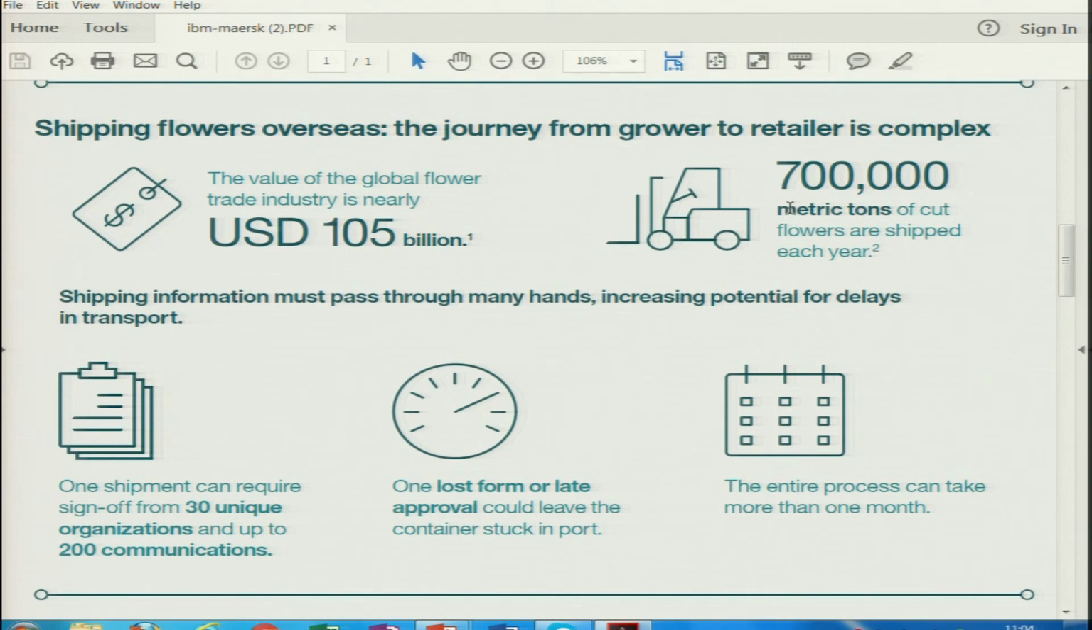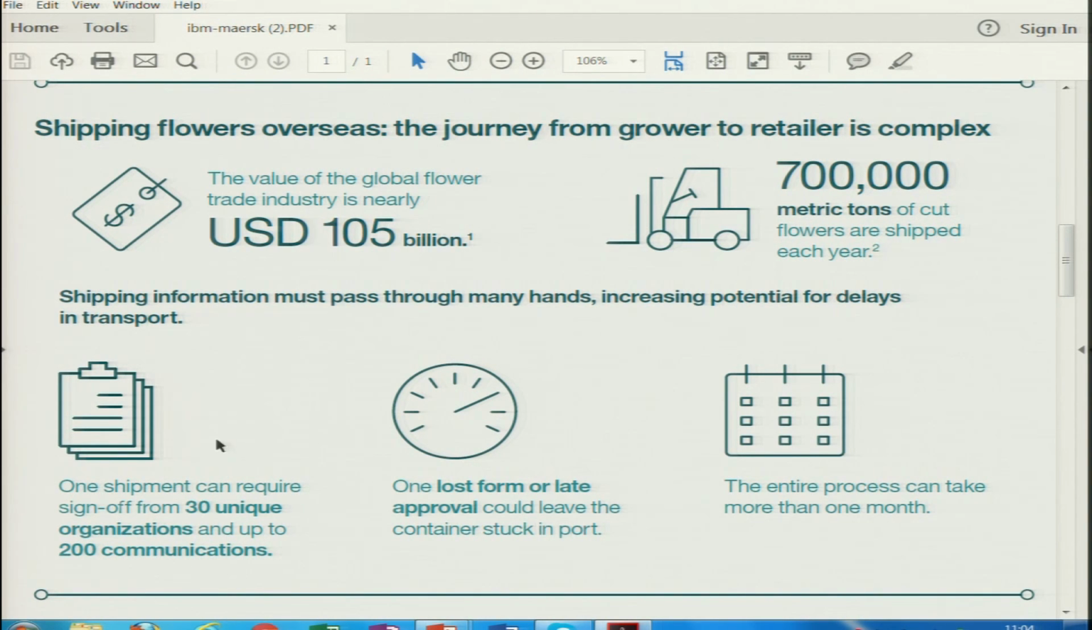and we think flowers are light. Consider this number, 700,000 or 7 lakh tons of cut flowers are shipped each year across countries. Shipping information must pass through many hands, increasing the potential for delays in transport. And remember, flowers are highly perishable, and they also sometimes may be dependent on the time of the year. For example, Valentine's Day is one time in the year where flowers are highly in demand. February 13th, flowers are in very high demand. February 14th, they are in more demand. February 15th, worthless, there is no demand. So, they are also dependent on time.